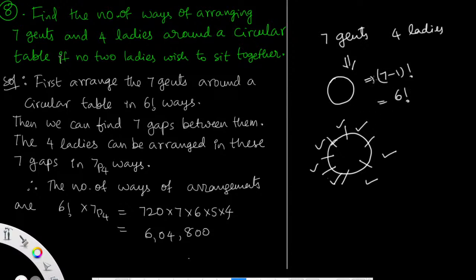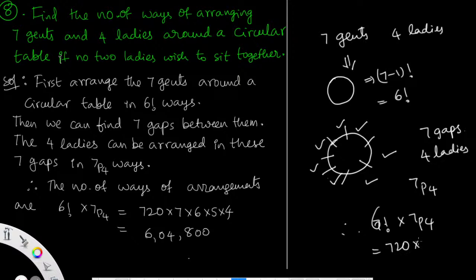So the first arrangement of gents, in the form of 6 factorial, is over. Then we find 7 gaps. In these 7 gaps, we arrange only the 4 ladies. So 4 ladies can be arranged in these 7 gaps in 7P4 ways. Therefore, the total arrangements are 6 factorial into 7P4 ways. 6 factorial is 720 and 7P4 is 7 into 6 into 5 into 4. So the total answer is 6,04,800.